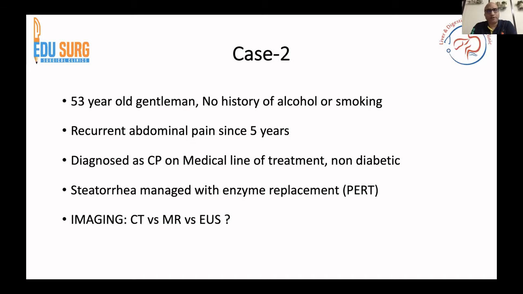Again, I mean, we are back to the same question. What do we want to image now? Do you want to get in an already established patient of CP directly an EUS or an MR or a CT? Dr. Paleswan, your thoughts on this? How would you proceed at Tribhuvan University in such a scenario?